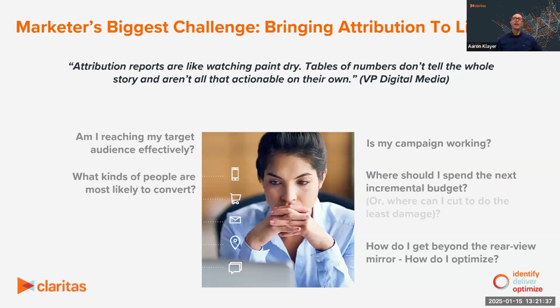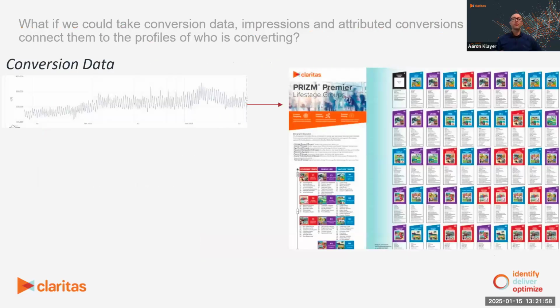So when we think about bringing attribution to life, we are thinking about marketers' questions, which are: am I reaching my target effectively, and what kinds of people are most likely to convert? So rather than just looking at the numbers of what had occurred, how many impressions were served, and how many attributable conversions, we want to understand who. So who do we reach and who converted?